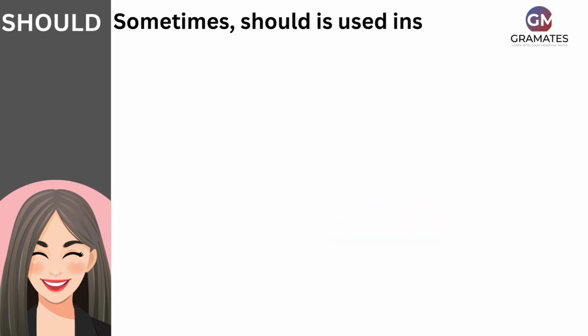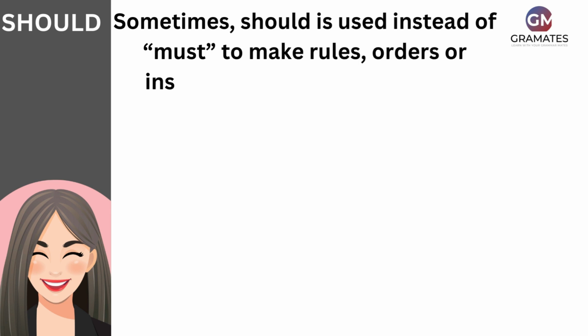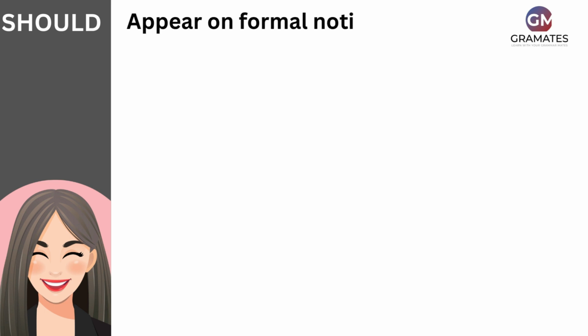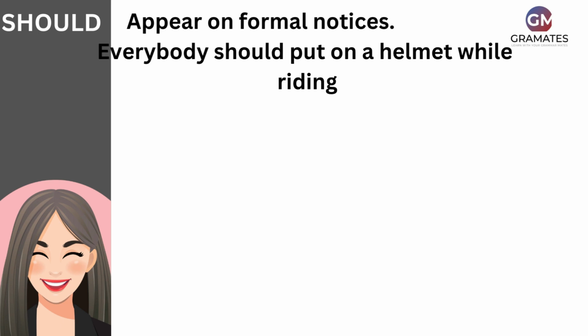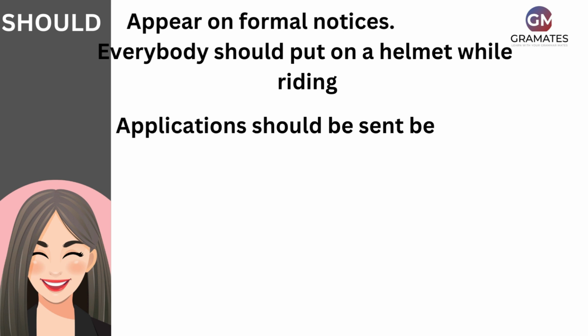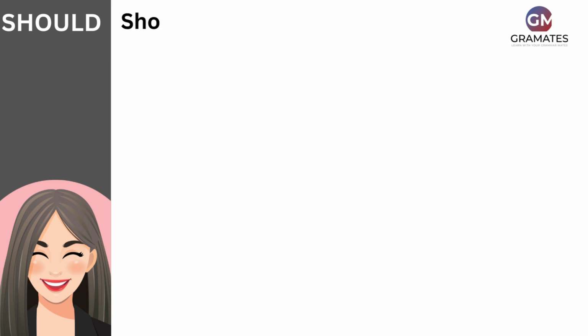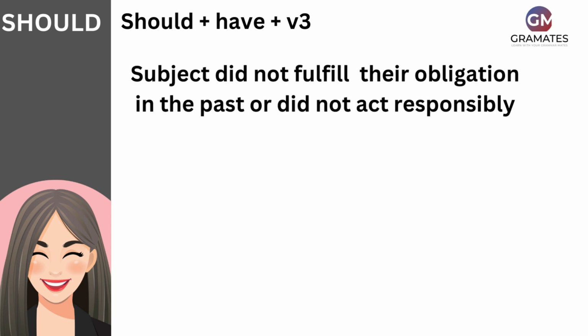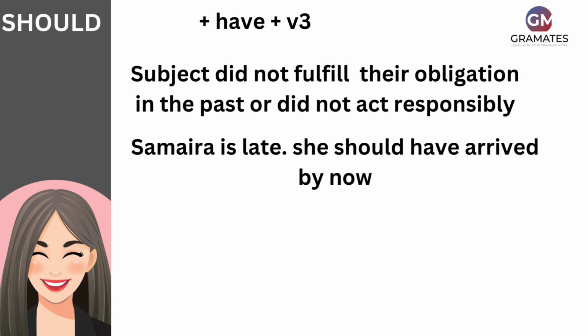Well, I guess sometimes should is used instead of must to make rules, orders, or instructions sound more polite. As we have noticed, this may appear more frequently on formal notices or on information sheets. For example, everybody should put on a helmet while riding. And another example is applications should be sent before the 30th. Then we can use the should plus have plus verb's third form. Actually, this expresses the idea that the subject did not fulfill their obligation in the past or did not act responsibly. For example, Samira is late. She should have arrived by now.